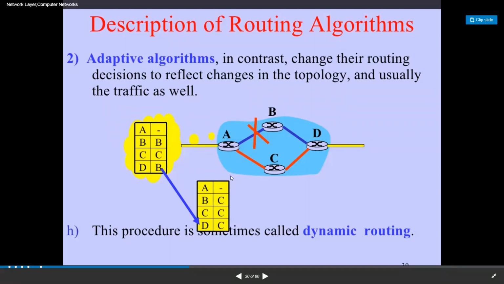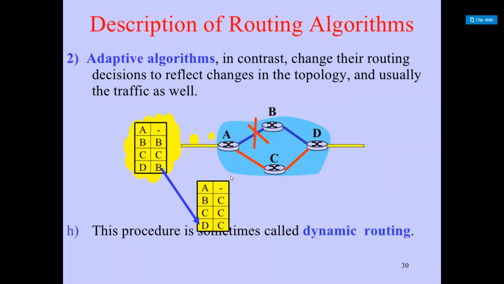This is dynamic, right? Previously we had chosen the static procedure. This procedure is called the dynamic routing procedure. Why? Because we have changed the route. Changing the route reflects the change in topology. This is called adaptive routing algorithms or dynamic routing algorithms. Hope you understand, students.